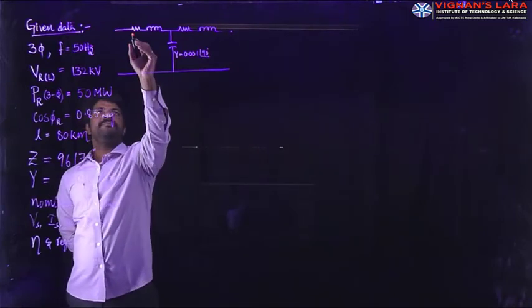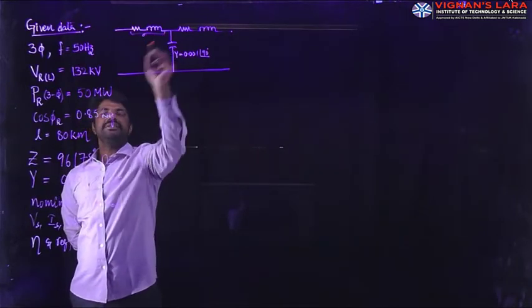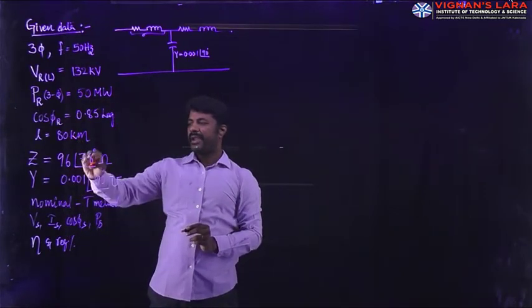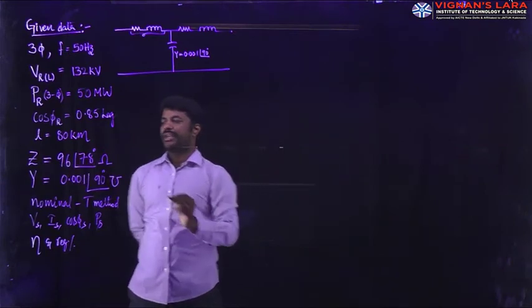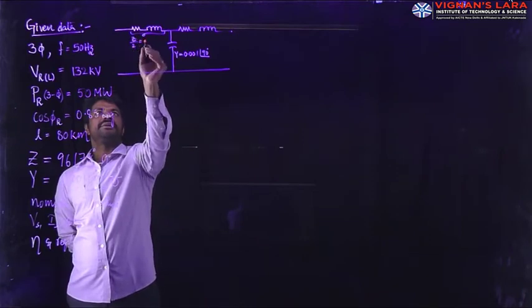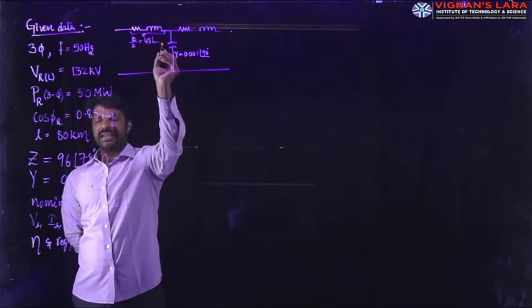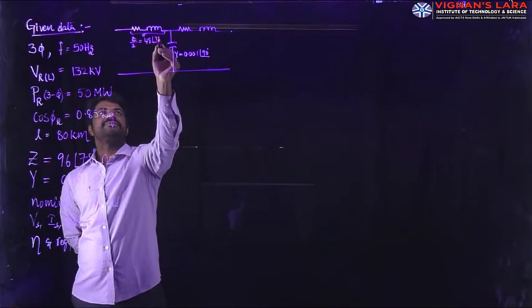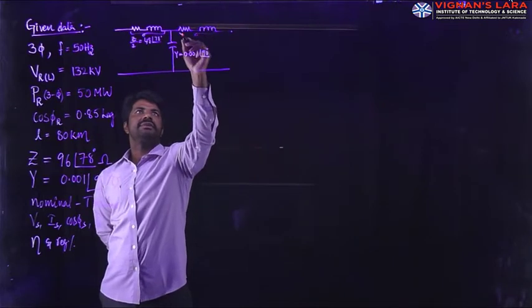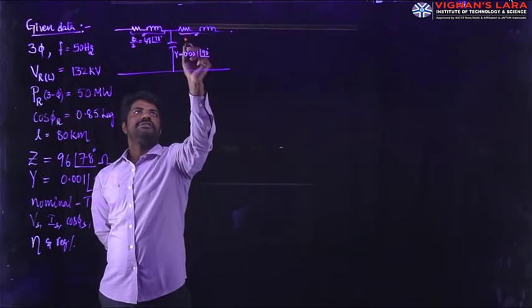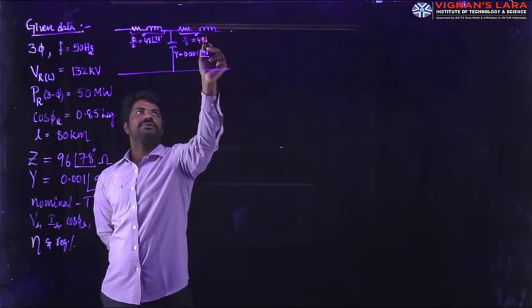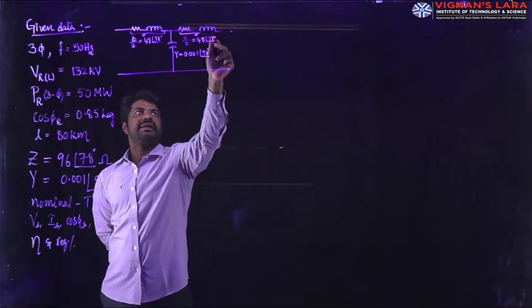The entire impedance was given, and its value is 96 at an angle of 78. We have to make it into two equal parts so that its value will be 48 ohms. So Z by 2 is 48 ohms, which makes an angle of 78 degrees. On the other side, this is the impedance again, Z by 2 with a value of 48 ohms at an angle of 78 degrees.